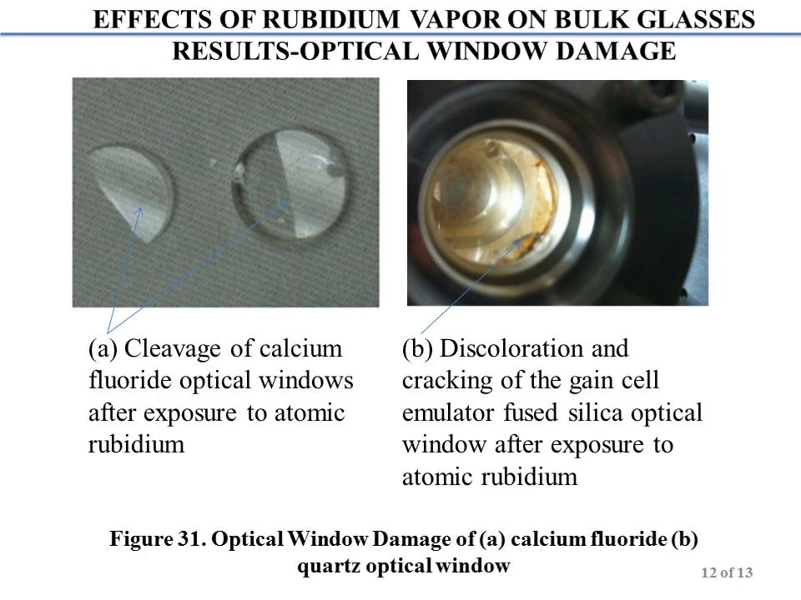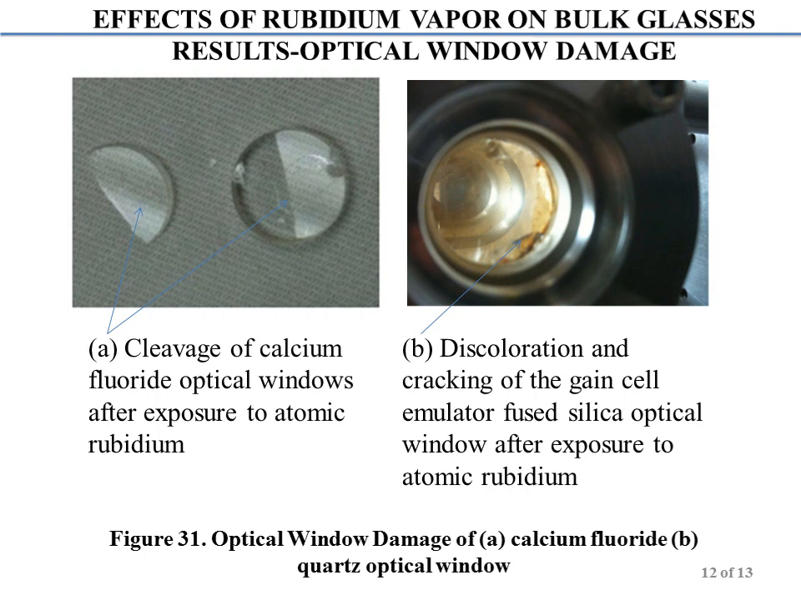B shows the browning of the DPAL gain cell emulator low-grade quartz optical window due to atomic alkali diffusion. And you can also notice cracking of the gain cell. So it's just an example to show that really the atomic rubidium does affect the material, and the quality of the material is very important and must be resistant to atomic rubidium, hence the quality of the thin film as well.